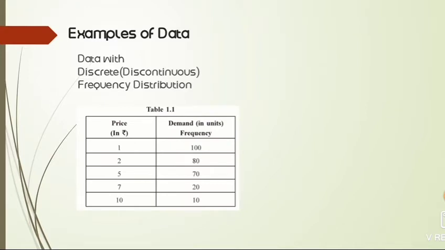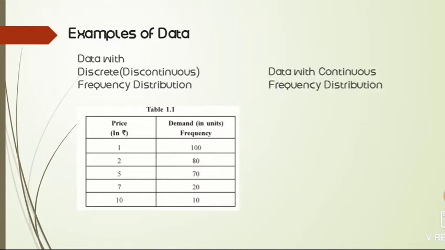Here table 1.1 shows two columns: price and demand in units. If you see the price column, you find 1, 2, 5, 7, 10. So here single digits are taken, meaning individual figures, which show at different prices what quantities or units are demanded. So here individual prices are given.